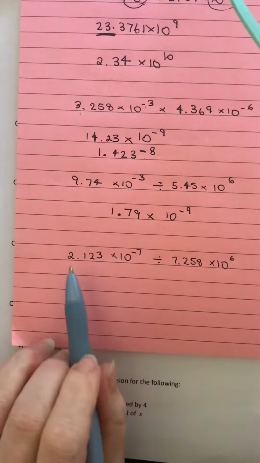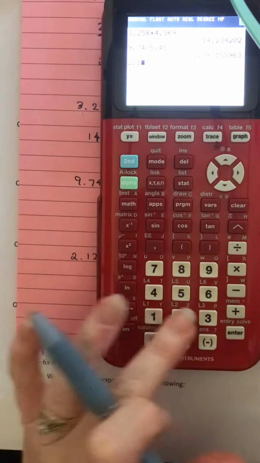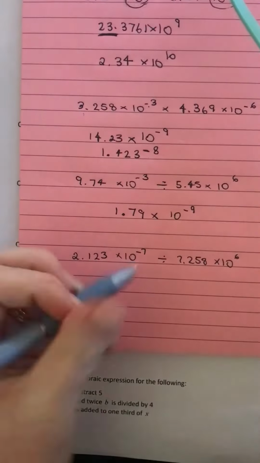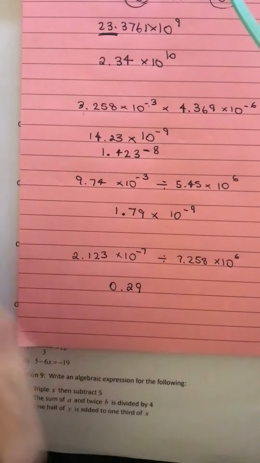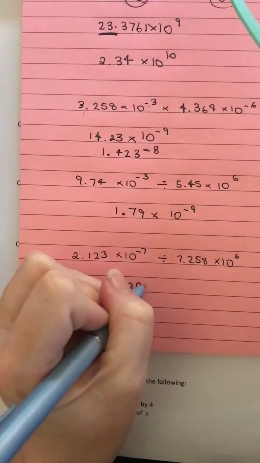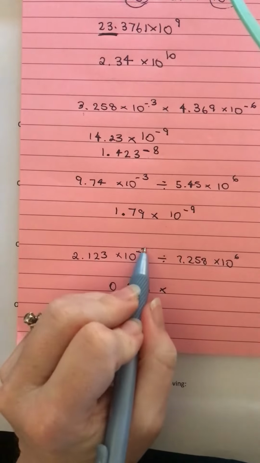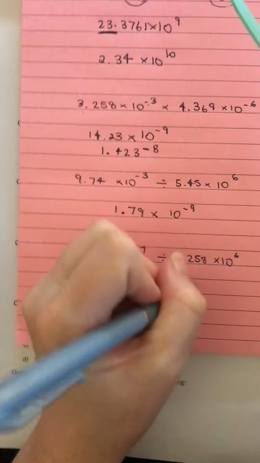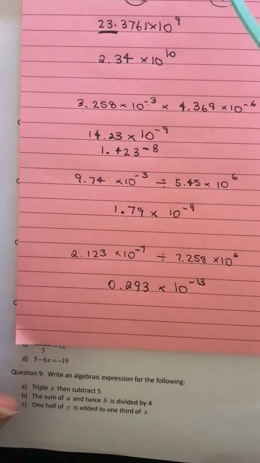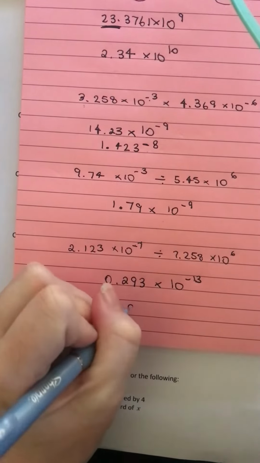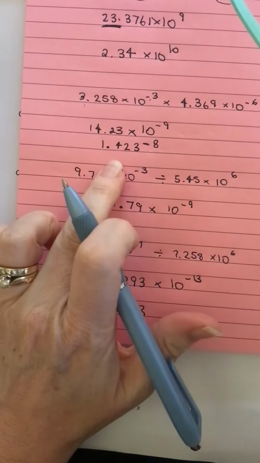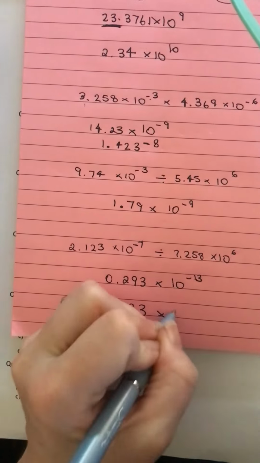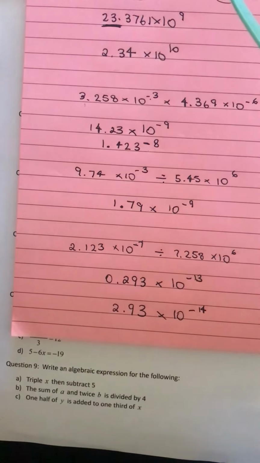Then we've got down here our 2.123, and we're dividing that by 7.258. So we get 0.292, or 0.293. And then we've got 10 to the negative 7. So that's negative 7, and we're taking away the 6, so we'll get 10 to the negative 13 there. And then we want to make that 2.93. So back here, when we were moving that one decimal place, we went from negative 9 to negative 8. Because we're going the other way, we will go to negative 14. And that's that one done.